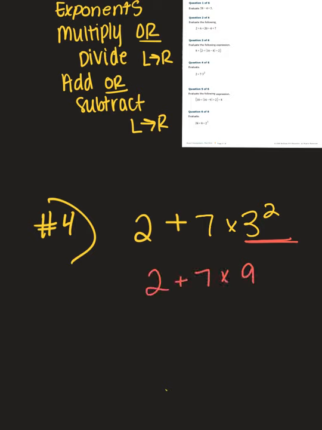And then next, we start all over. So we're back to the top, no parentheses. We've eliminated our exponents. Now it's multiplication or division in this case. I do see multiplication, so I'm going to underline that, and I have 7 times 9. That becomes 63 plus 2. 2 plus 63, we'll just add that up, and that is 65 for a final answer on problem number 4.